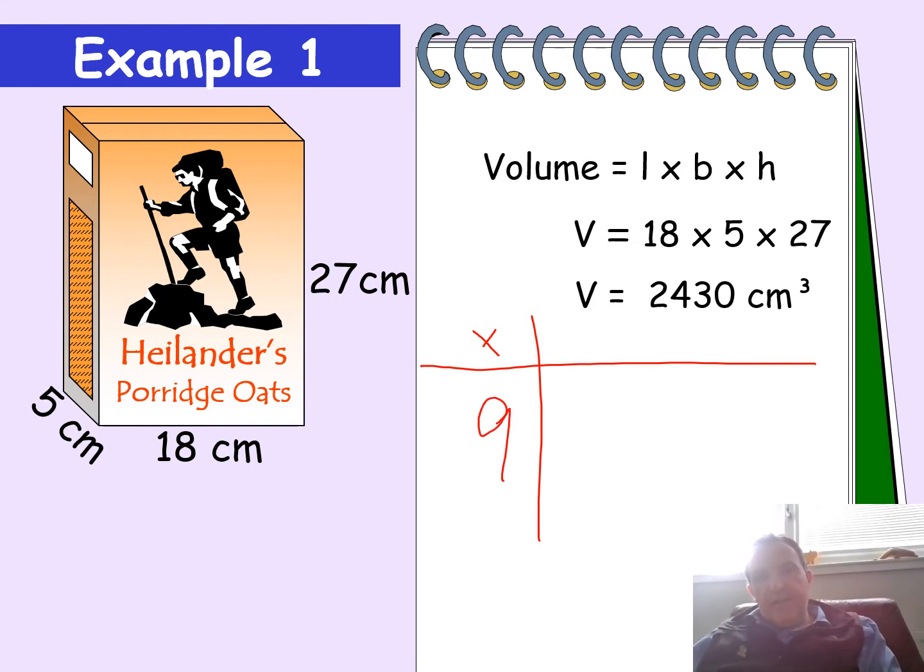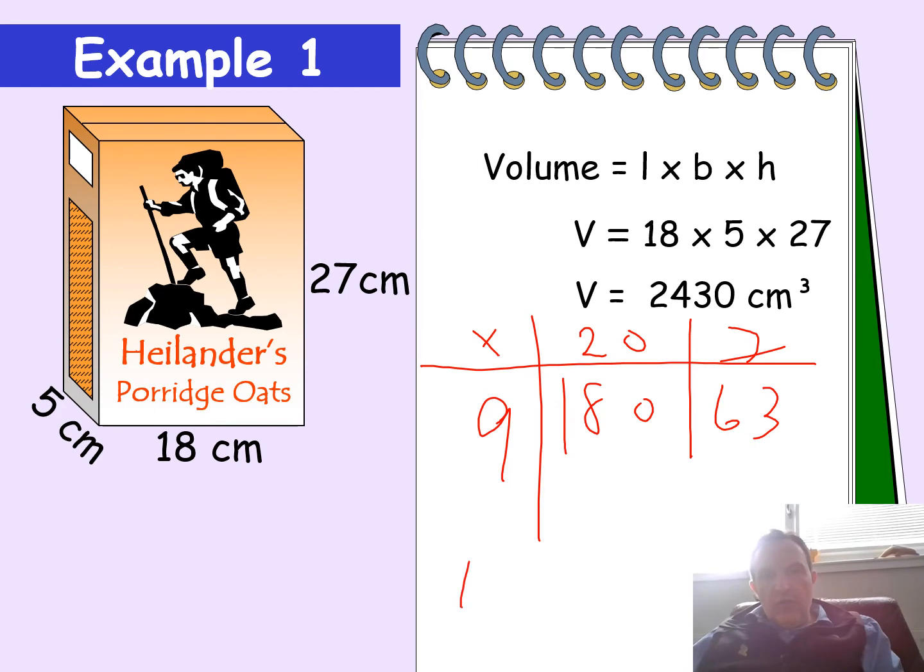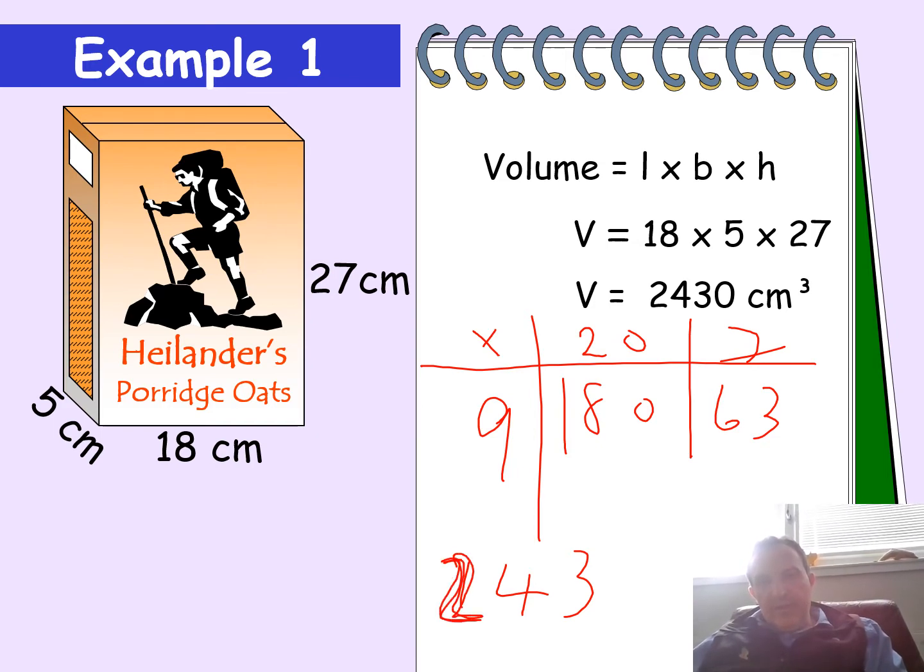So if we do 9 times 27, we'll get 180 add 63. So we'll get 243 times the 10. 243 times 10 is 2,430 cubic centimeters. A deliberate mistake for you there, just to keep you thinking.